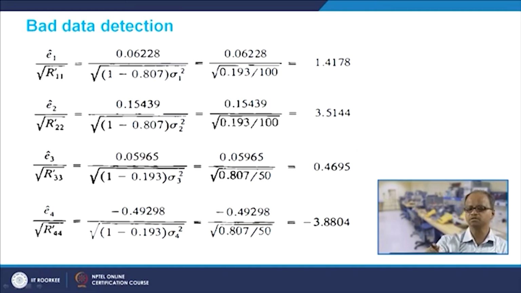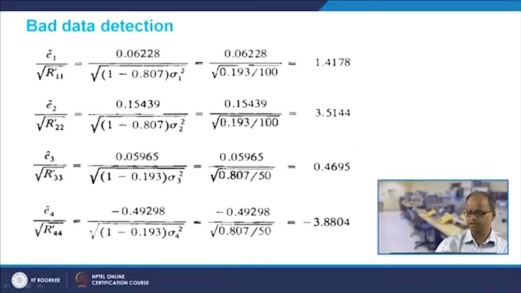Now, out of this, which one is the highest? Magnitude wise, this one is the highest, although this is positive and this is negative, but as far as the magnitude is concerned, this is highest. Because this is highest, we conclude that this is the bad data. So, this data must be erroneous, and we simply discard it.